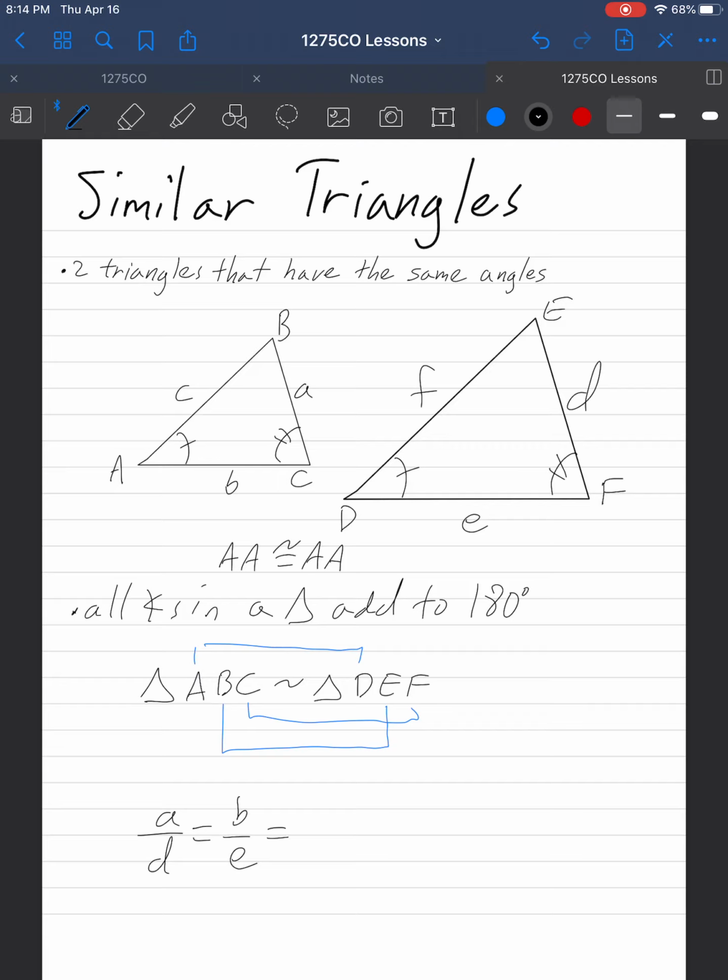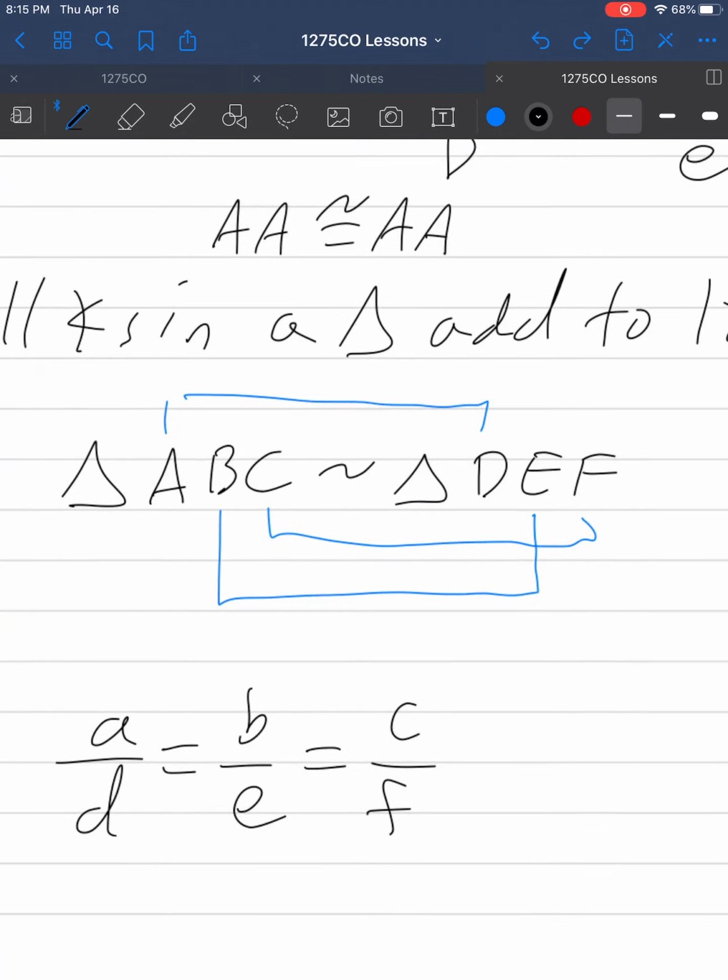That means they have the same basic factors, right? The relationship between the sides is the same. Not that the measures are the same, but they differ by the same size factor, right? So side c and side f are going to correspond to one another. Again, they're not going to be the same, but they're going to differ the same way that a and d differ, the same way that b and e differ, right? By a common factor. So this is a proportion.